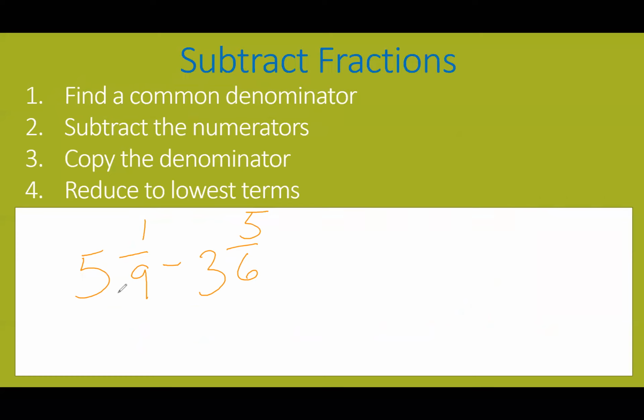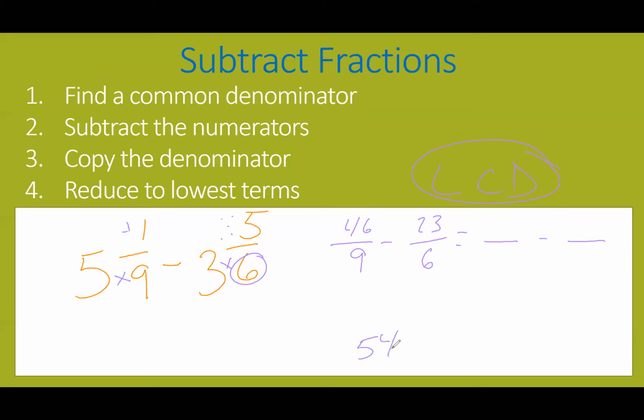Okay. So first we need to turn these into fractions, and 5 times 9 is 45. So that makes it 46 over 9. And 6 times 3 is 18, 19, 20, 21, 22, 23. That's 23 over 6. Can I subtract? Nope, not yet. I cannot subtract yet. But you know what? This is a good opportunity for us to think about that lowest common denominator. Because I could multiply these together and I would get 54.